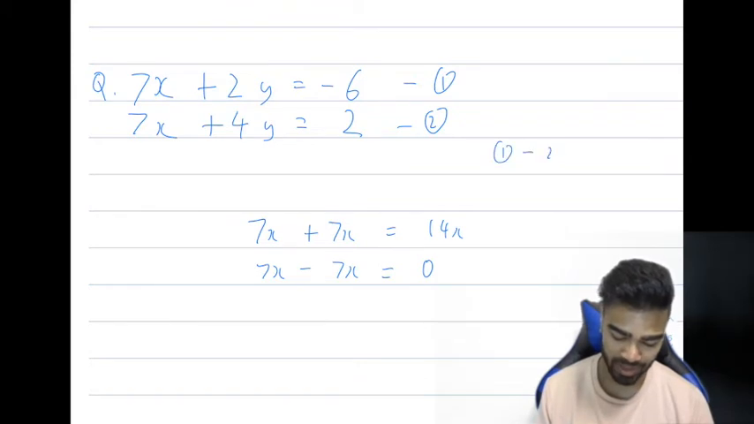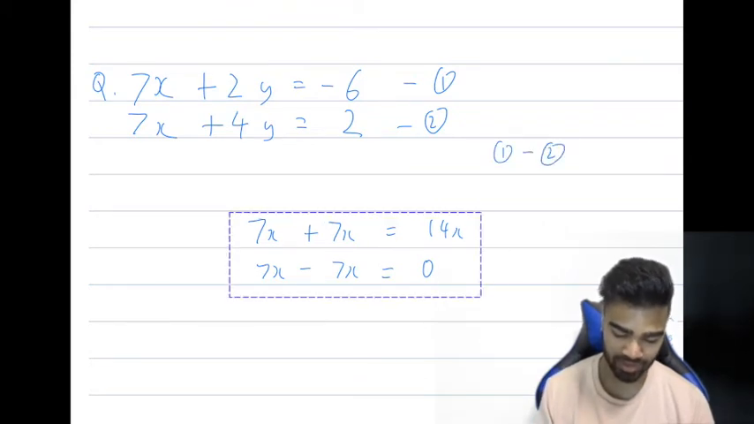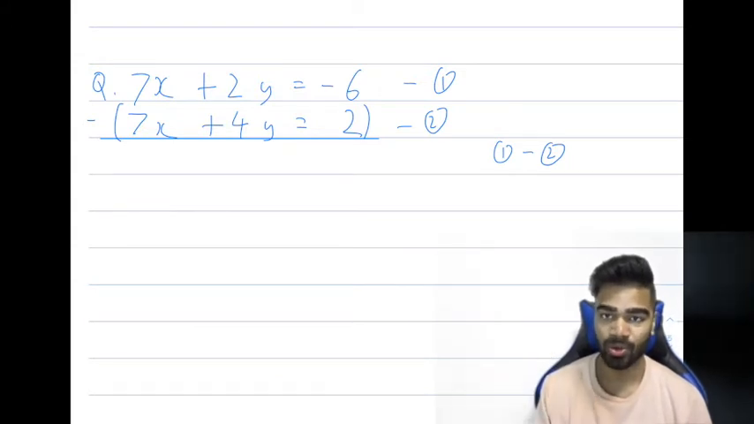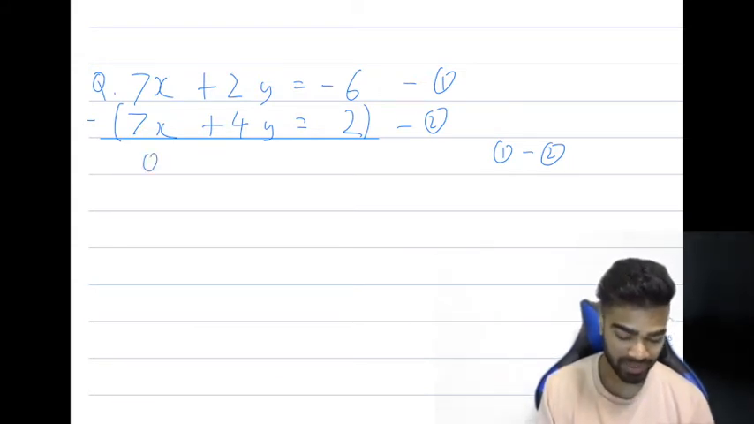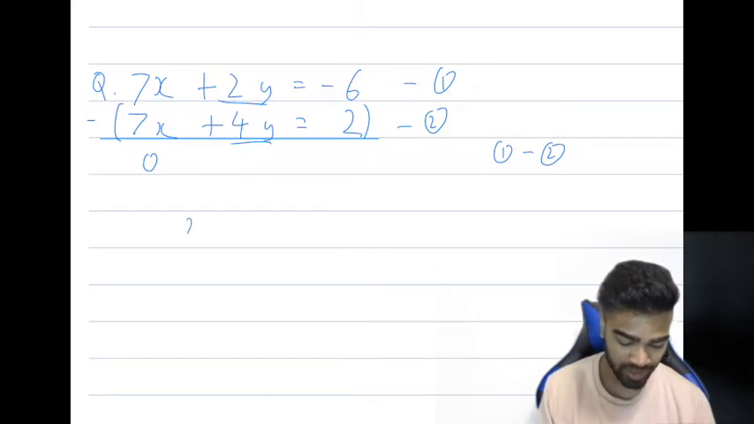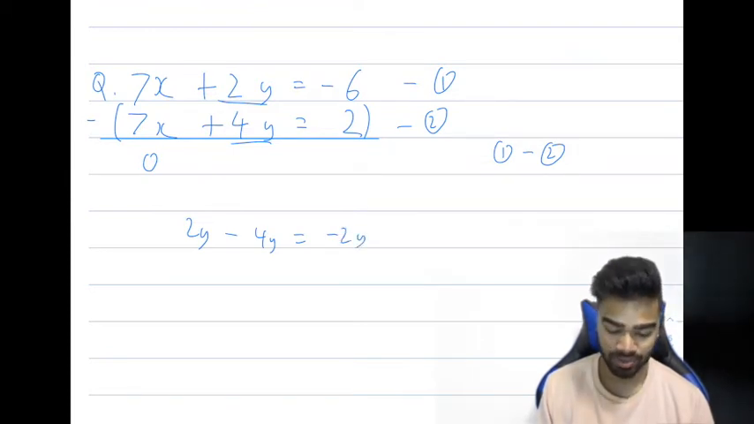So equation 1 minus equation 2. That's exactly what we're going to do. So make sure you wrap it in brackets, and minus. Brackets are important because you have to think of the equation as a whole. So 7x minus 7x is 0. Now what is 2y? You can't just add these together because it's not 6y. That's why I put the brackets. You should be thinking of it as 2y minus, because of the minus sign, 4y, which is negative 2y.